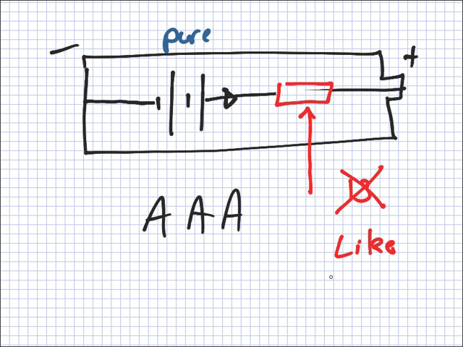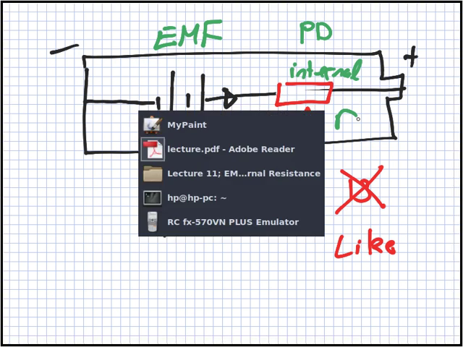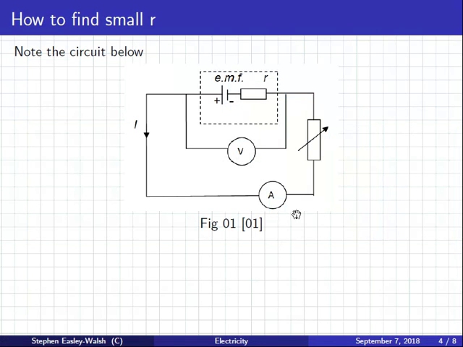So, this part here provides the EMF. This is like the pure part. And this guy here, there's a potential difference. It wastes some of the voltage, producing heat. So it's actually really good to know how big this resistor is. It's called the internal resistance, and it's usually quite small. Fortunately, it's quite small. So here's the circuit that you can use to measure it.